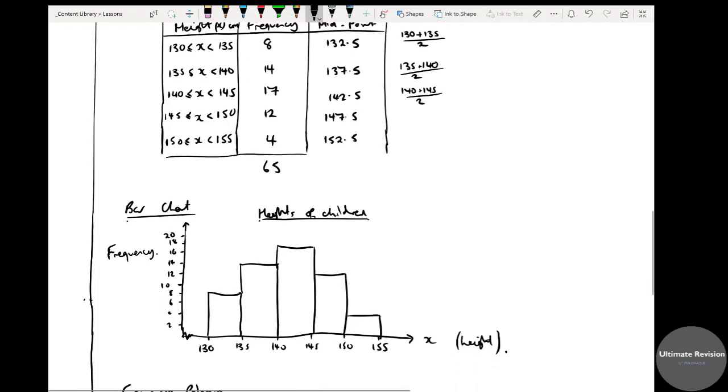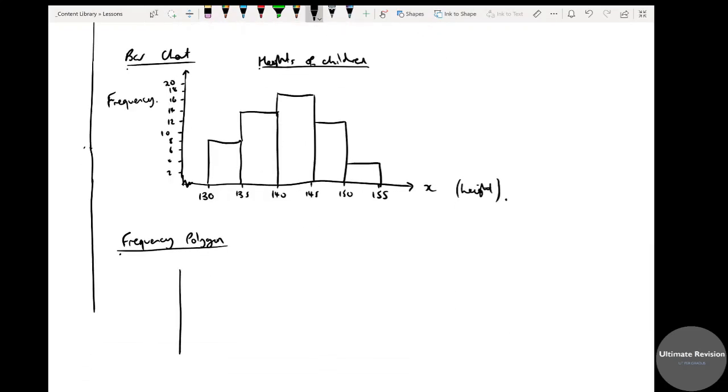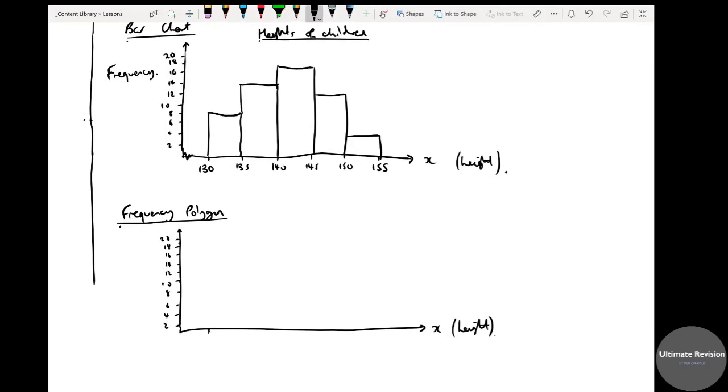So the only difference for a frequency polygon: still got frequency down the left side, still got height down here. I'm going to put the same scale in here, 2, 18. And I'm still going to put the same here, 130, 135, 140, 145, 150, and it does go up to 155. As I say, exactly the same for the scale. I should put the same title in as well.